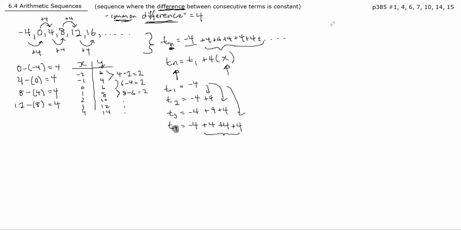Long story short, the amount of times that I'm adding the common difference is 1 less than the actual term number. So using your logic, you can actually write this down. Tn is going to be whatever I start with, in other words, T1, plus the common difference multiplied by 1 less than the actual term number. This is essentially your explicit formula, but it gets a little confusing.